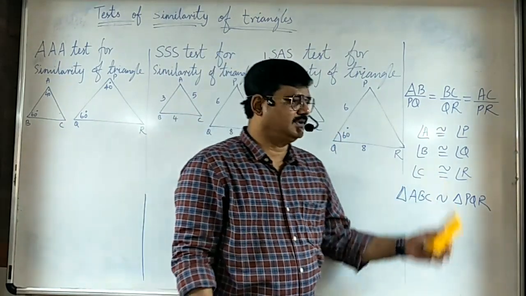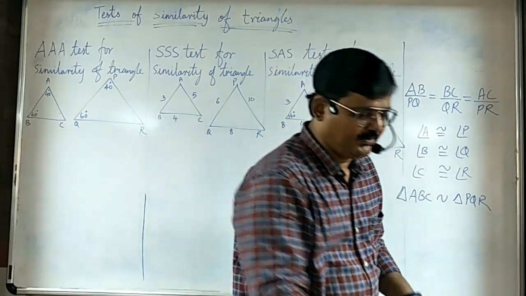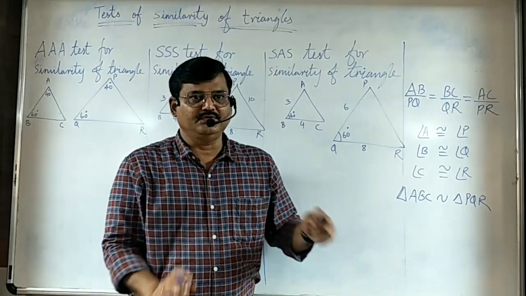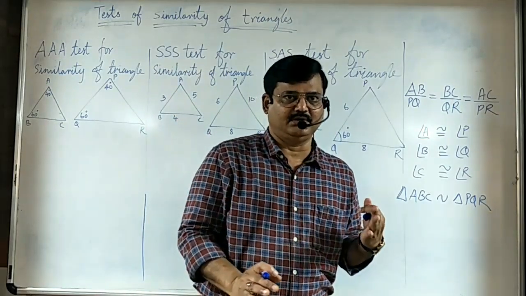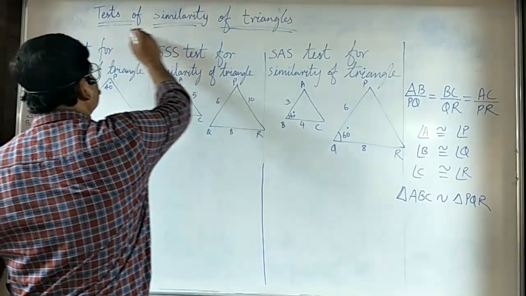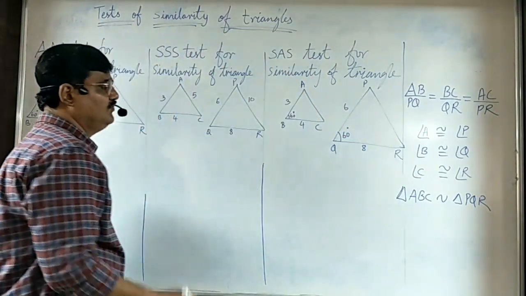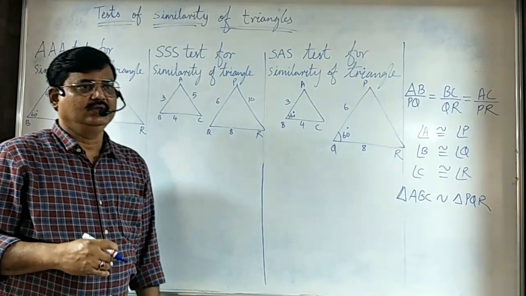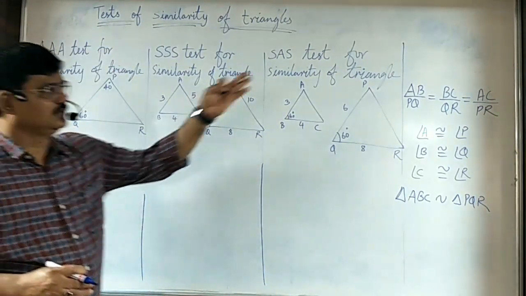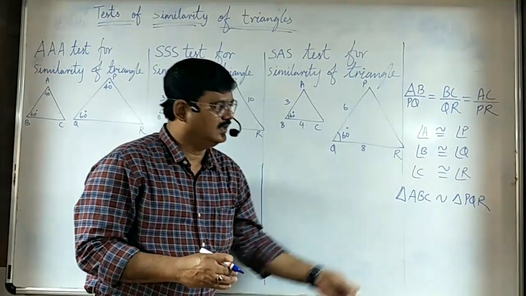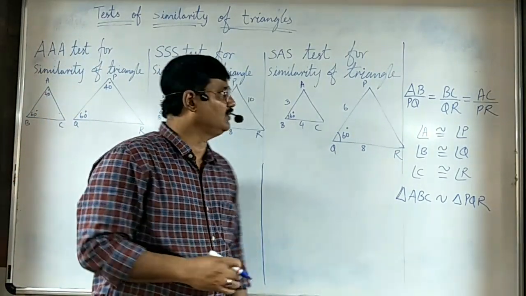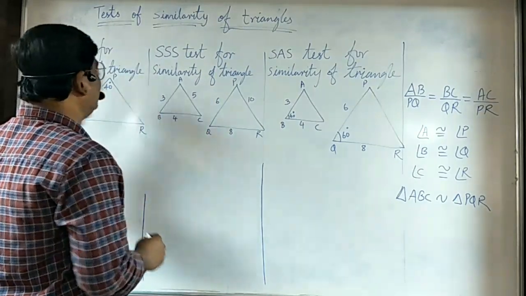But when the two triangles have to be proved similar, we don't need to go through all six parts. We have to check only three parts of it. I'll show you that over here: the test of similarity of a triangle. For a triangle to be similar, we have to do some tests, and there is no need of going for all six parts. You just need to go to three parts only. How many tests are there? There are three tests.